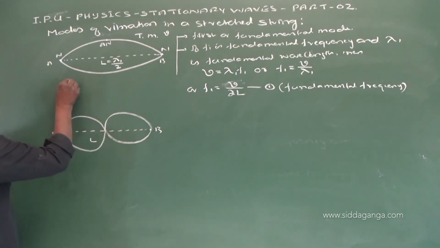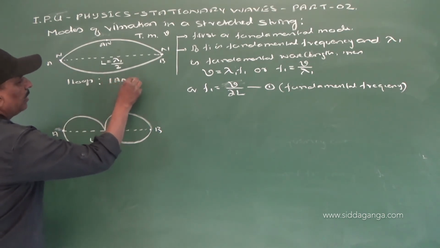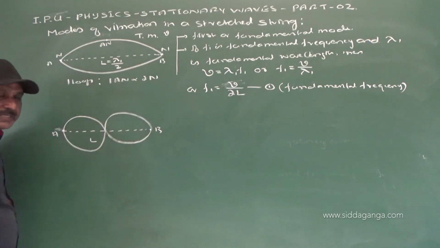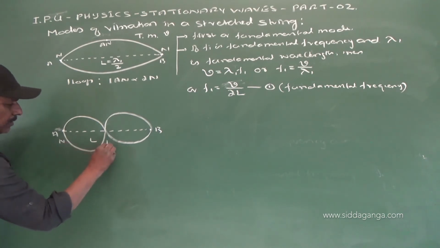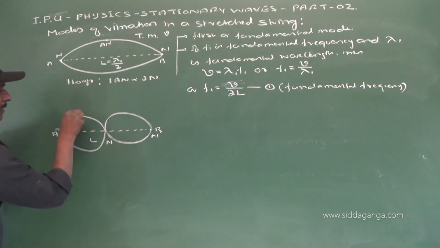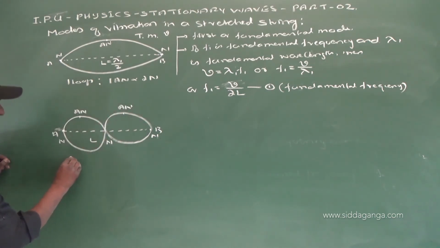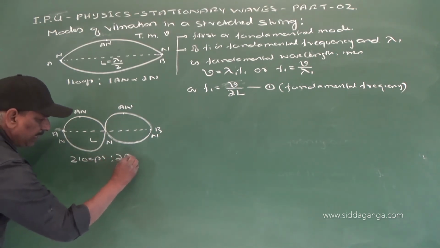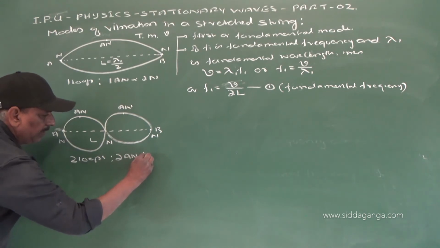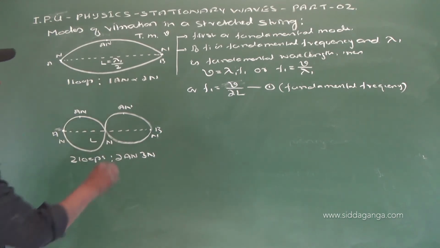Here, one loop, one antinode and two nodes. Now here this is a node, this is an antinode, this is an antinode. Here we have, right, how many loops? Two loops, two antinodes and three nodes are formed here, right.